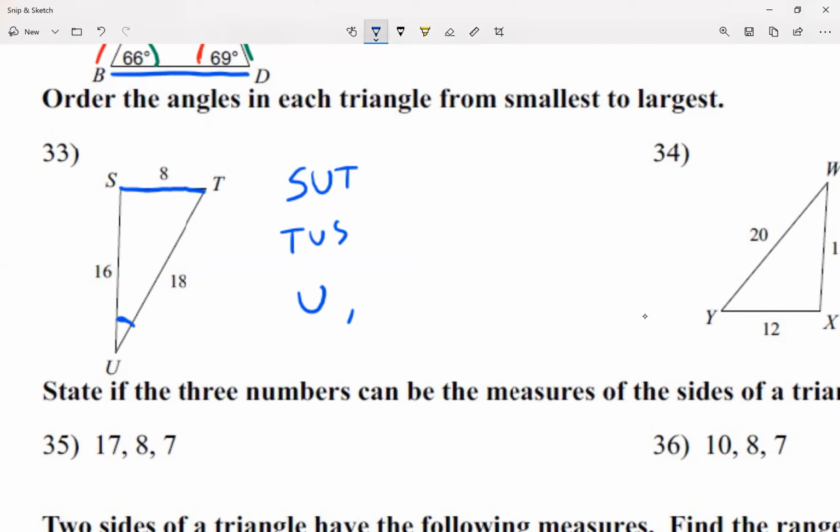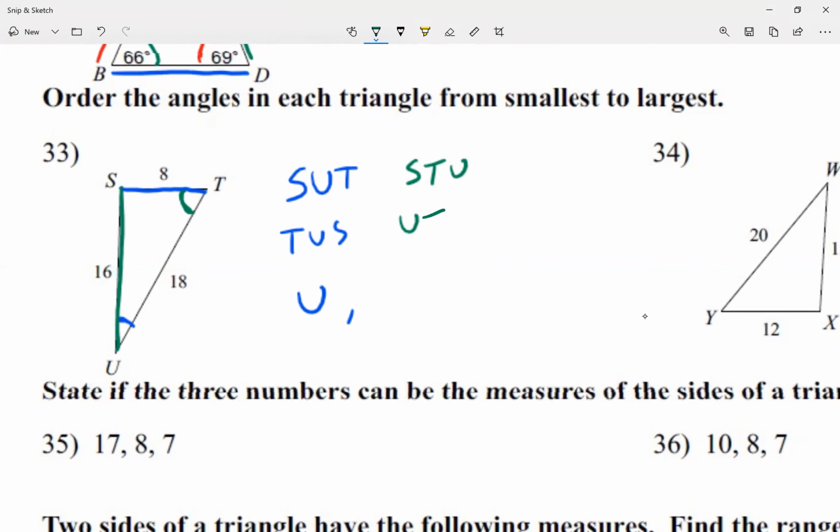All right, medium side. I know 16 is the medium side. The angle that is opposite from 16 is this one. So that angle, all right, if you're going to use all three letters, make sure T is in the middle. So I can call that either STU, UTS, or just angle T.